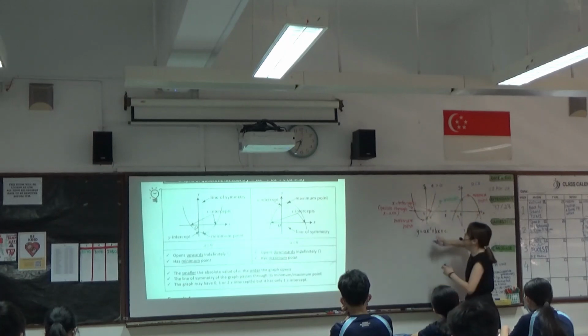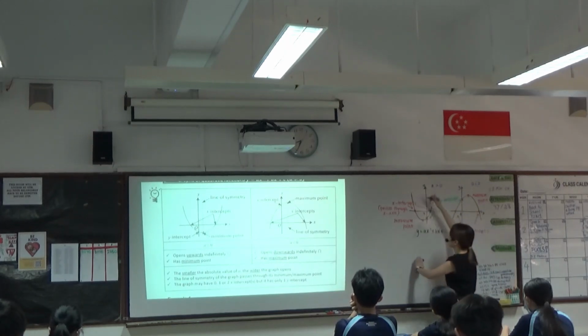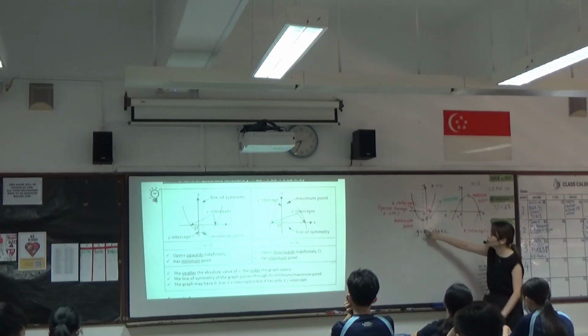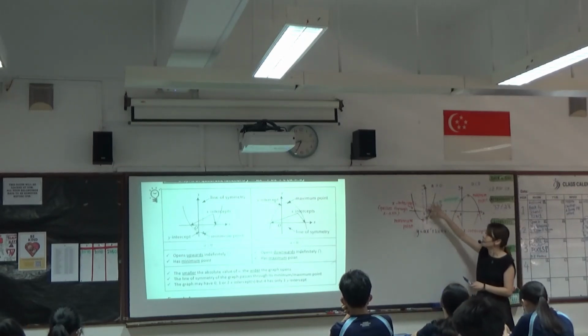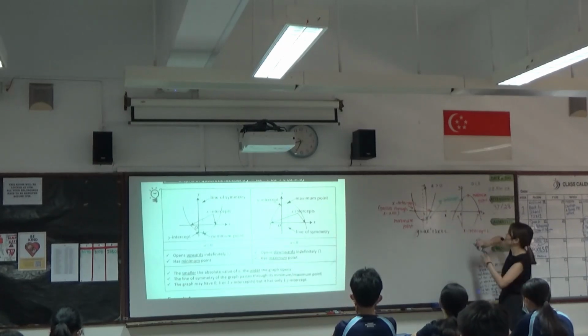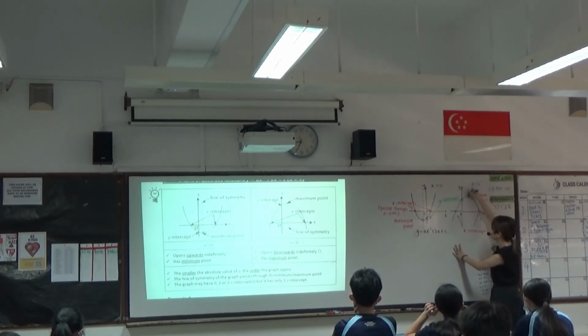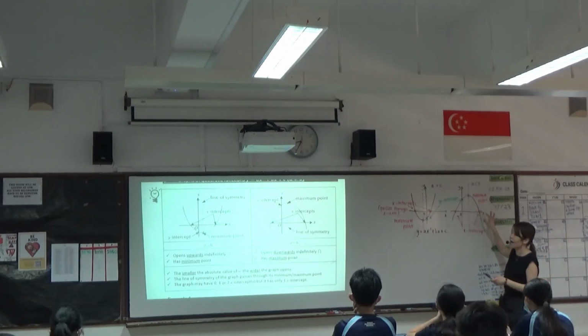In this particular case, our minimum point being here, I can have a line of symmetry drawn through the minimum point such that I will have two exact halves, one on the left and the other on the right. Likewise, for this particular shape, I can also have my line of symmetry go through the maximum point, and then I will get two exact halves.